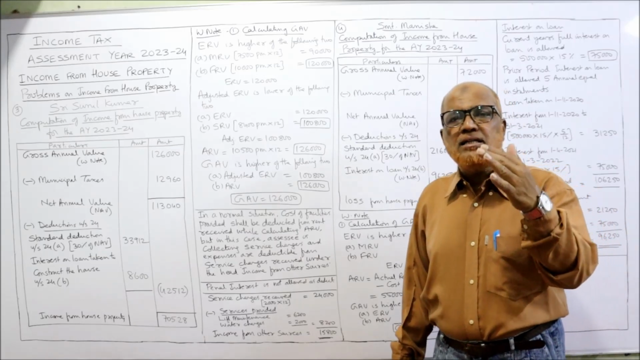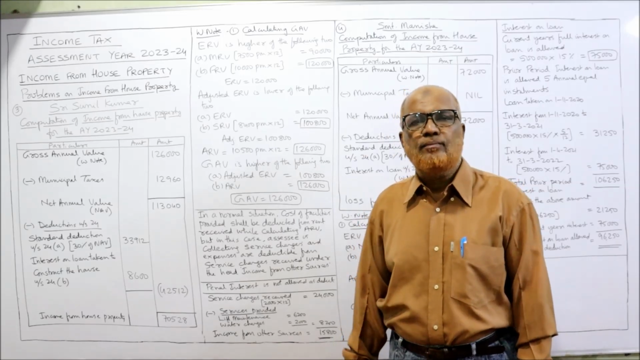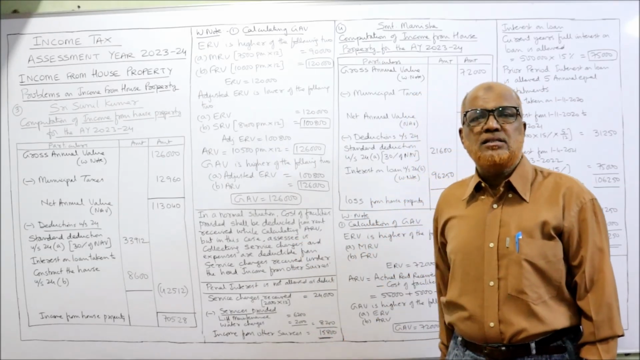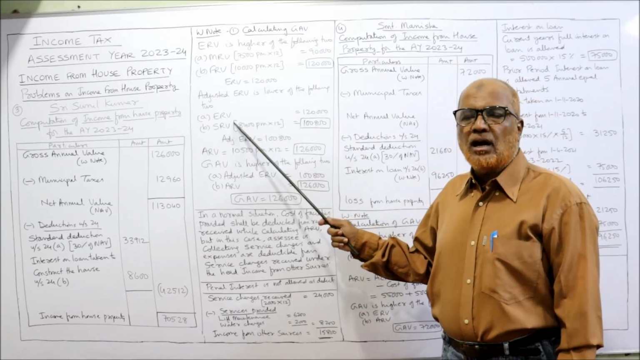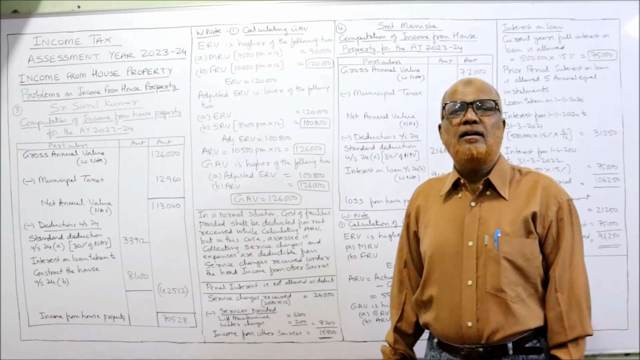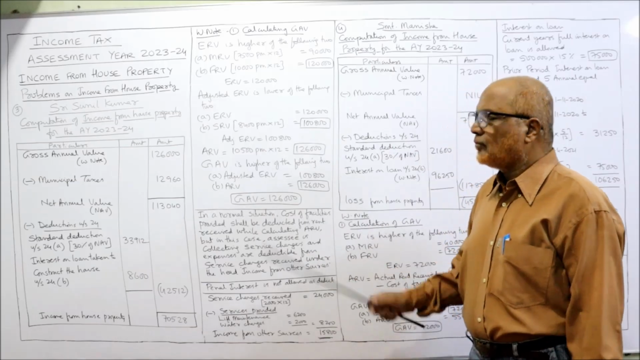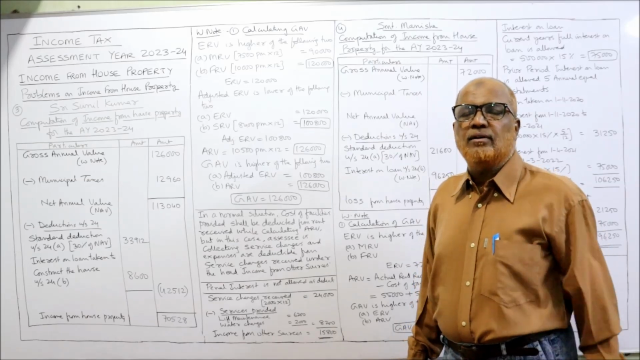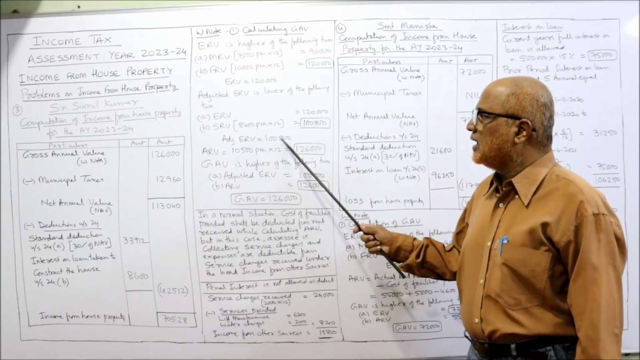The next step: we need to calculate adjusted ERV because the house is governed by the Rent Control Act. Standard rent is given. If standard rent is not given, there is no need to calculate adjusted ERV. Adjusted ERV is the lower of the following: ERV, which we have already calculated as 1,20,000, and SRV, standard rental value, given in the problem as 8,400 per month into 12, which is 1,08,000. Whichever is lower is the adjusted ERV. So adjusted ERV we got is 1,08,000.